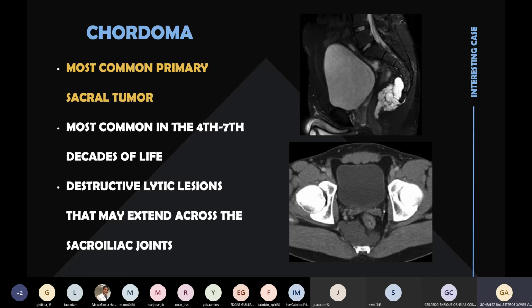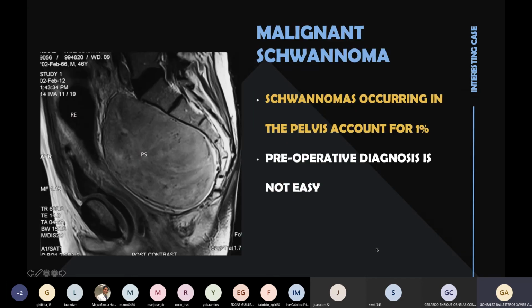They are destructive and lytic lesions that may extend across the sacroiliac joints. They are locally aggressive neoplasms, and complete resection may be difficult in locations such as the clivus and sacrum. And here we have a contrast enhanced CT, an axial CT, and a sagittal T2 weighted image. We can see in T2 the mass is really hyperintense, and on abdominal CT it's an almost homogeneous lobulated mass, very similar to what our patient had.